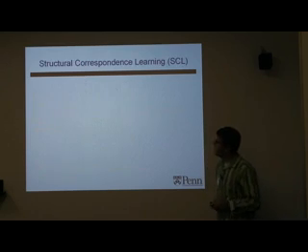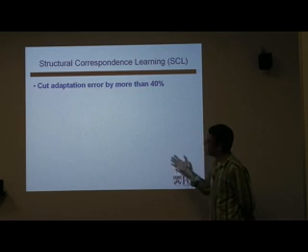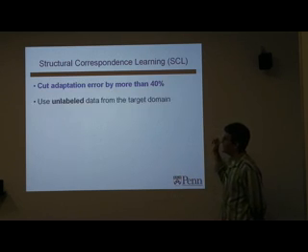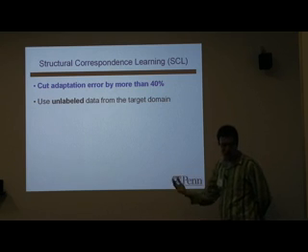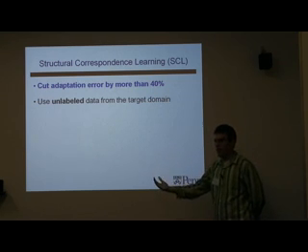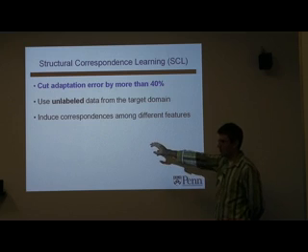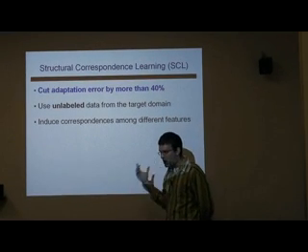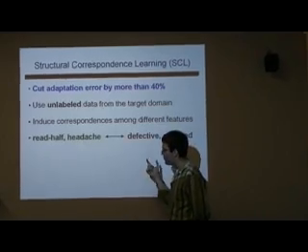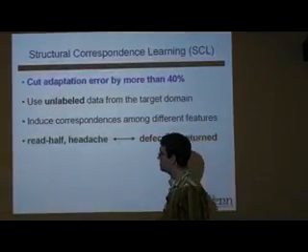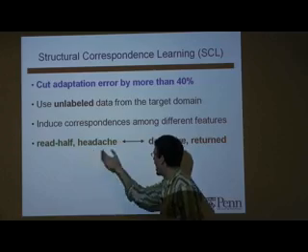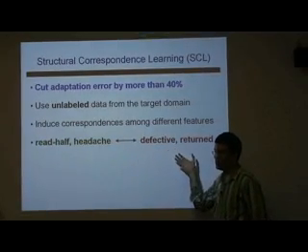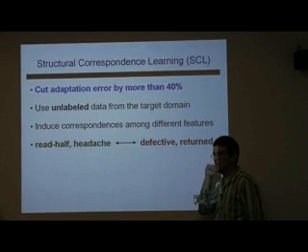Okay, so structural correspondence learning will cut this error that I was showing you guys by 40%. And the basic idea is just to use unlabeled data from the target domain. And the reason we call it correspondence learning is that we're going to induce correspondences among features from the different domains. So if we think about our sentiment example, these are things like, well, the bigram "read half" in books is sort of like the word "defective" in kitchen appliances, right?